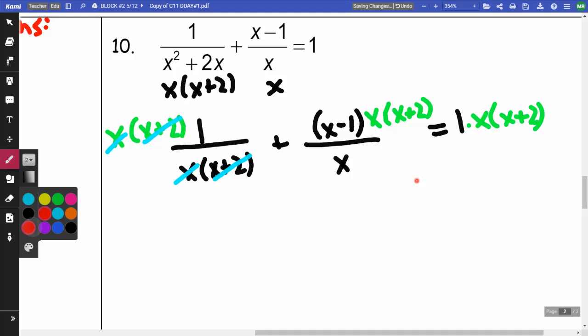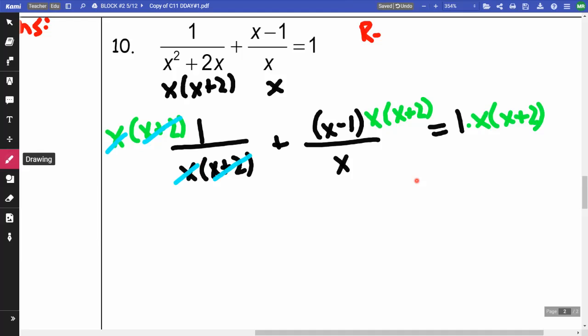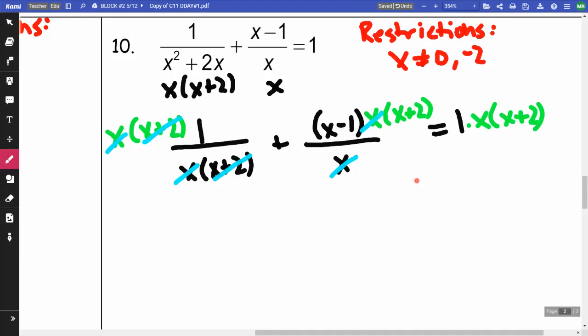And again, I need to give my restrictions. Always remember to start with those. x cannot be 0 and x cannot be negative 2. So this x and this x are going to cancel out. And then I'm going to end up getting 1 plus, and here I'm going to have an x minus 1 times an x plus 2, which I'm going to multiply out here in a sec.